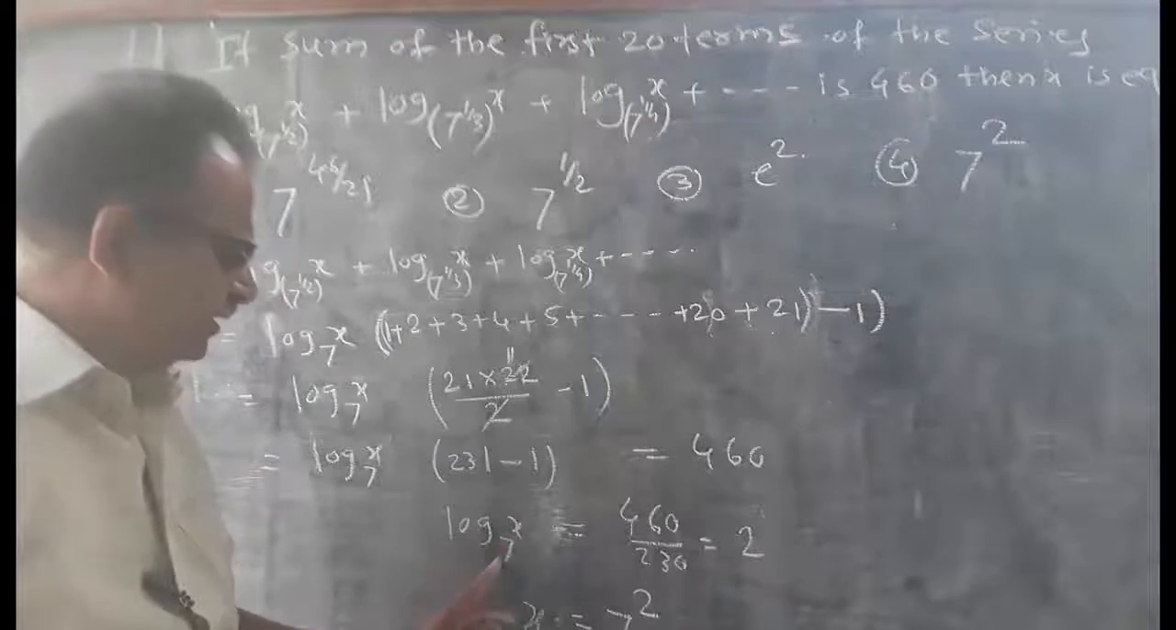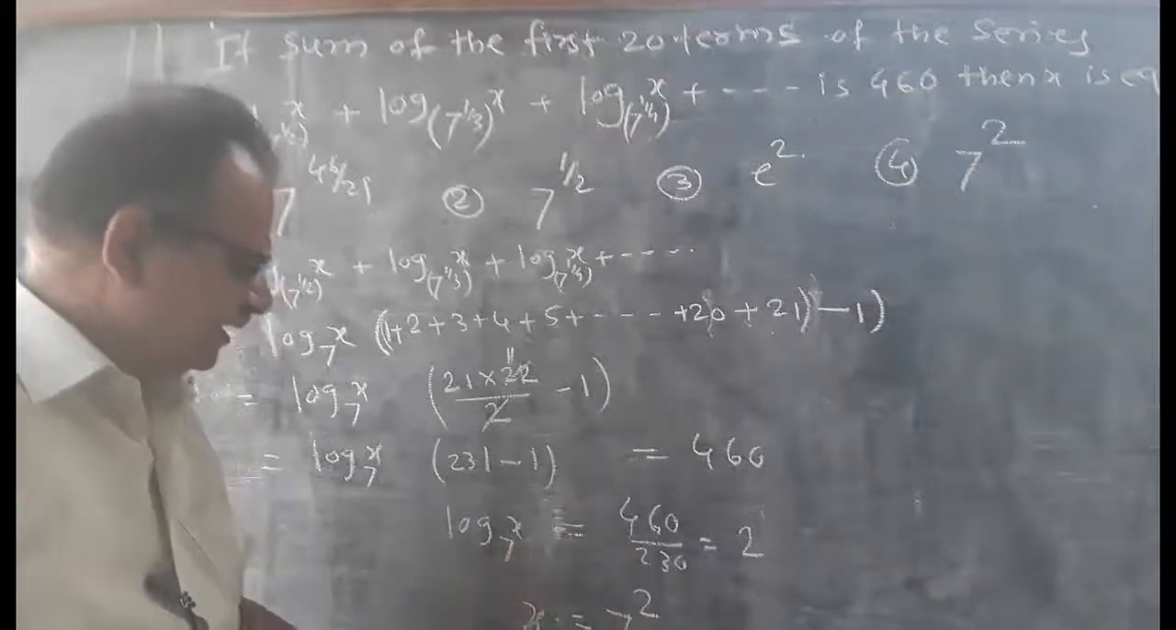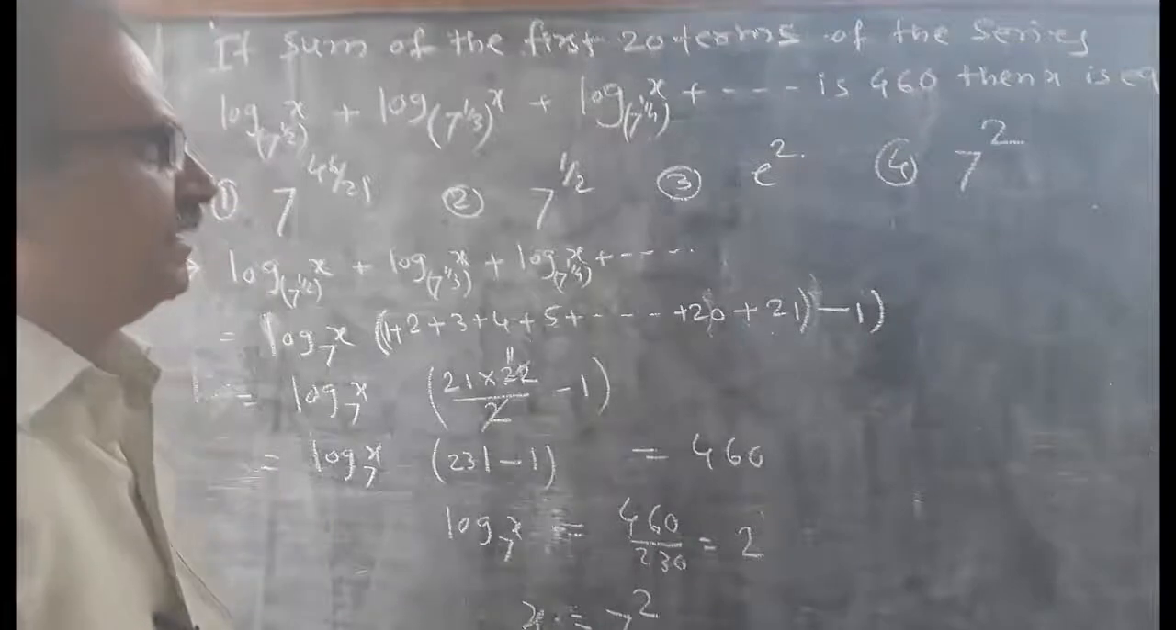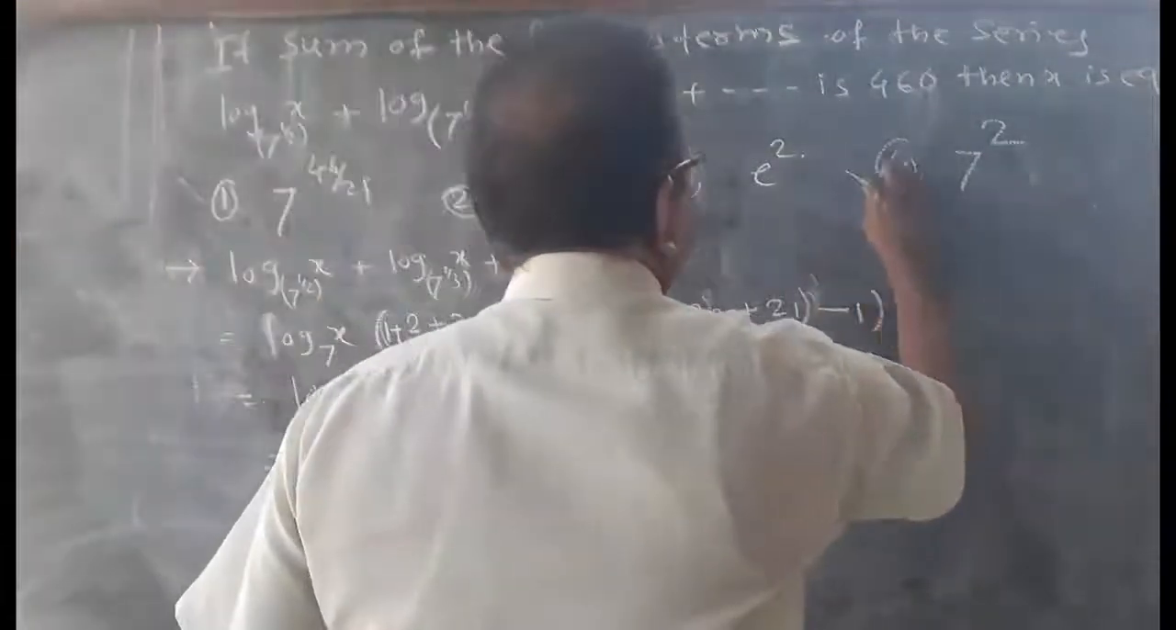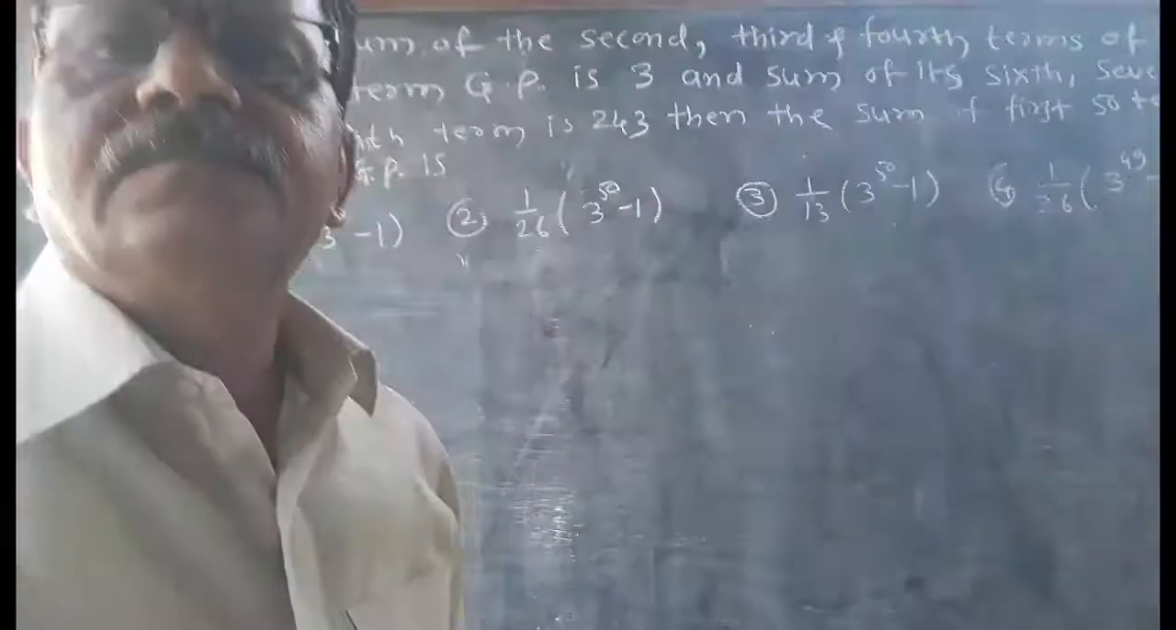Log of x to the base 7 equals 2. This implies that x equals 7 square. And hence, the correct option is 4. The fourth option is the correct option.